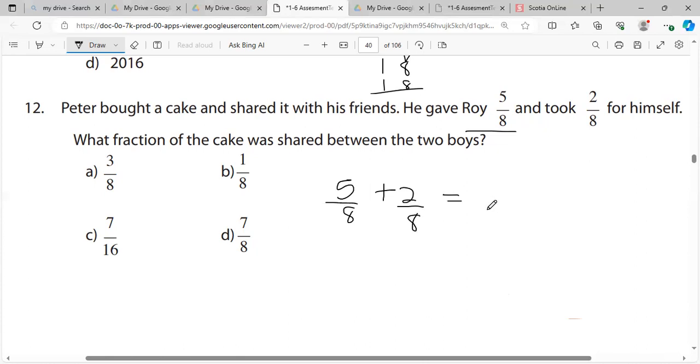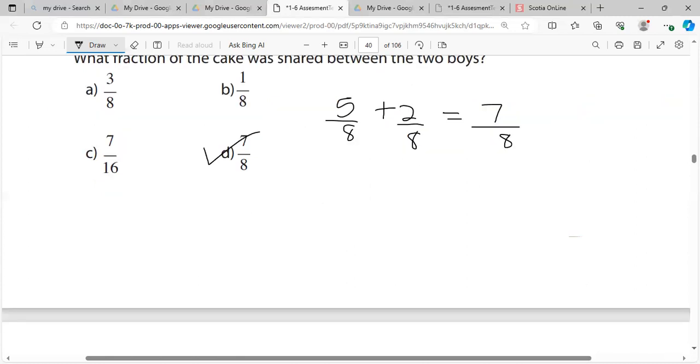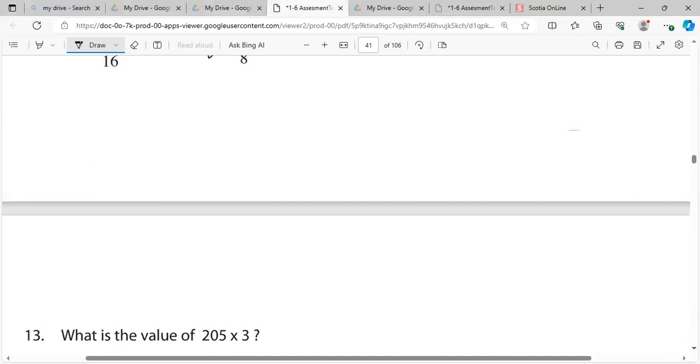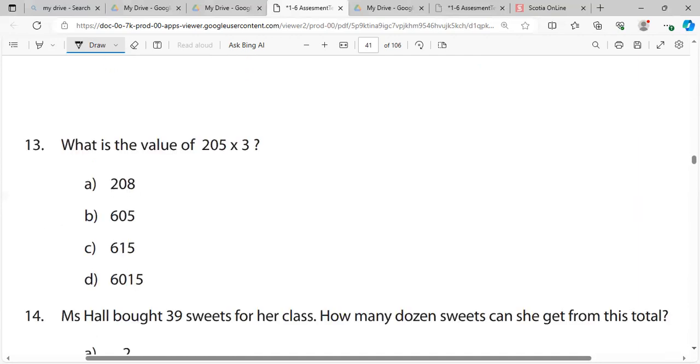So same denominator, so keep our denominator and add the numerators. So that's 7/8. I was thinking he gave it to 2 boys, but I actually made it the second person.